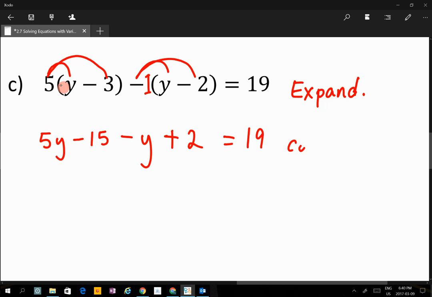Okay, so your next step would be to collect like terms. So 5y minus y is 4y. Negative 15 plus 2 is negative 13. Maybe I should have written closer, so I'm going to line up my equal signs. So 19 over here on the right, and I have positive 4y minus 13.